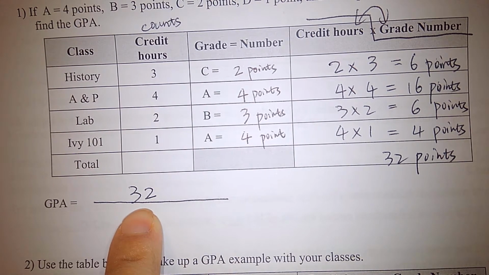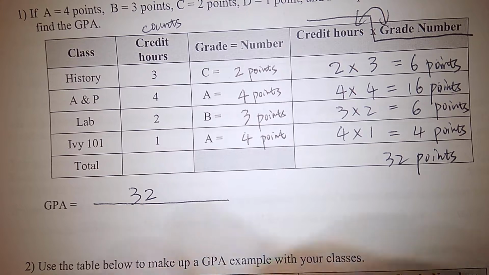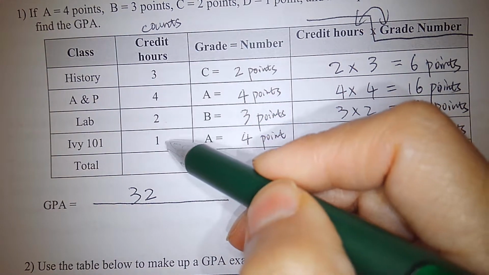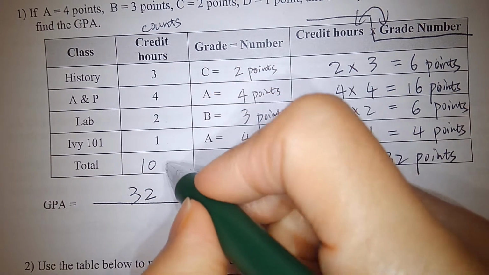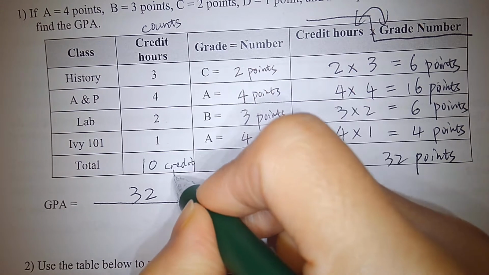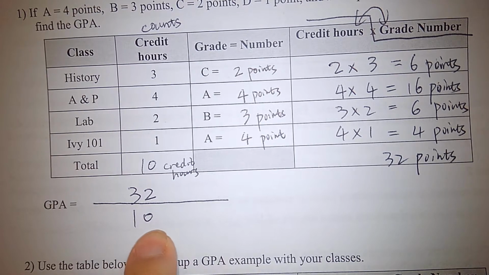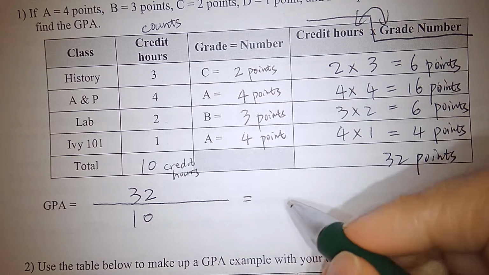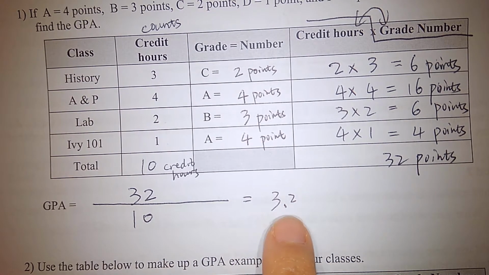right? And then on the bottom, we should divide by counts, right? How many total credit hours does this student take? Add up the 3 by 4 plus 2 plus 1, that gives us what? 10 credit hours, okay, 10 hours. That's the total counts, right? So, divide by the total counts. So 32 divided by 10 gives us the GPA. What is it? 3.2.